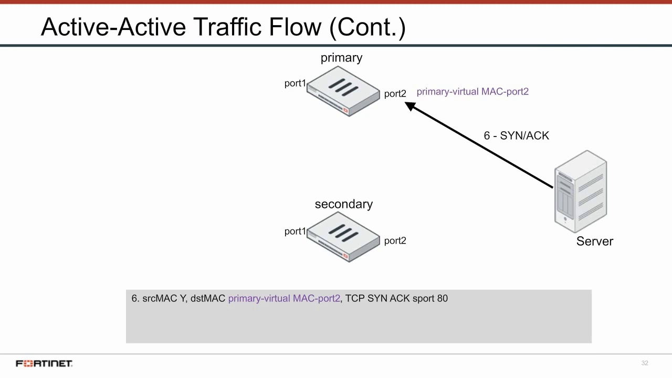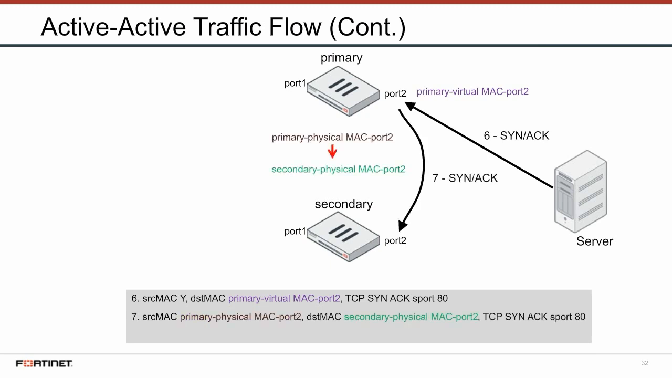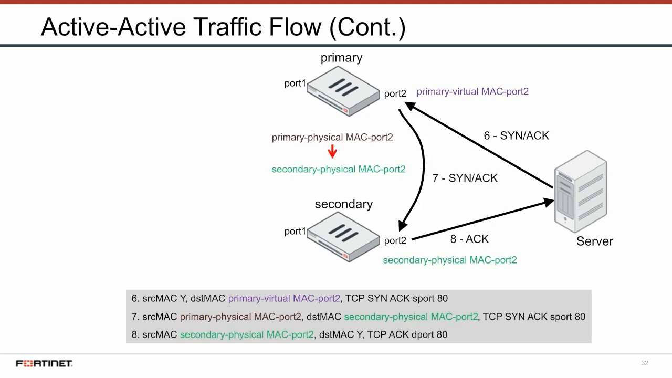When the server responds to the TCP SYN, again, the packet is sent to the primary using the external interface's virtual MAC address. So, the primary signals the secondary. The secondary replies to the server. The idea is not to load balance bandwidth. The traffic is always sent to the primary first. The main objective is to share CPU and memory among multiple FortiGates for traffic inspection.